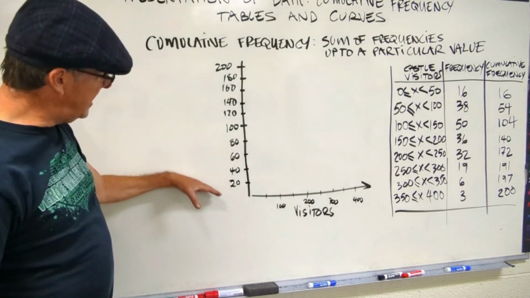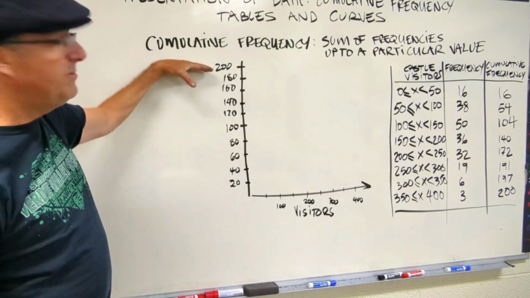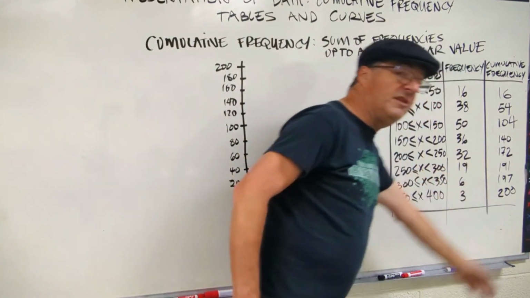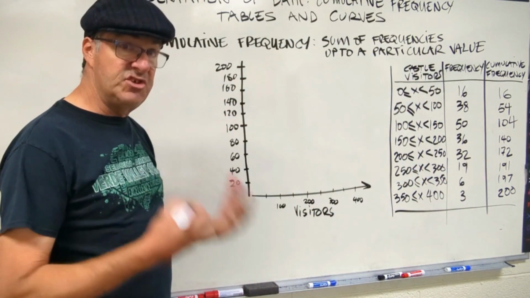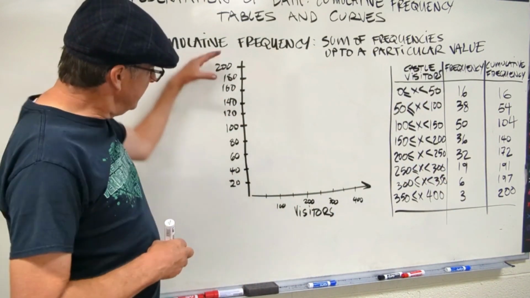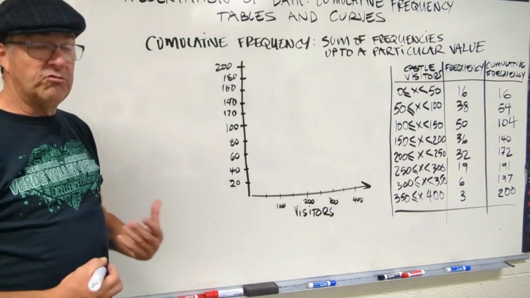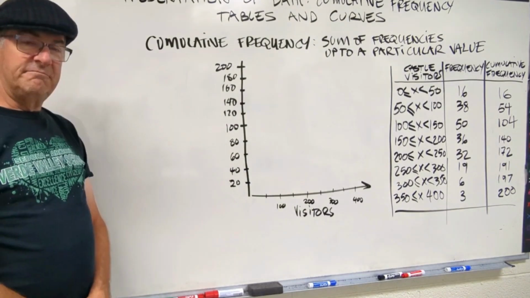And then on my vertical axis, I've graphed my cumulative frequency. Our biggest cumulative frequency is 200, since that's the total number of days in our data. So there are my axes scaled correctly, all ready for the graph.